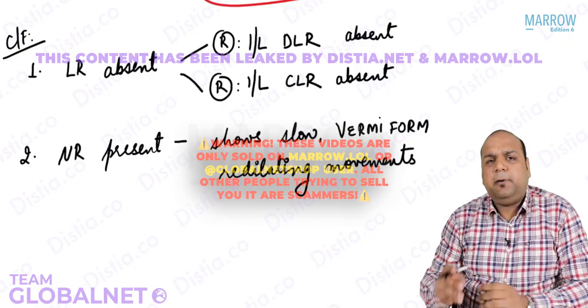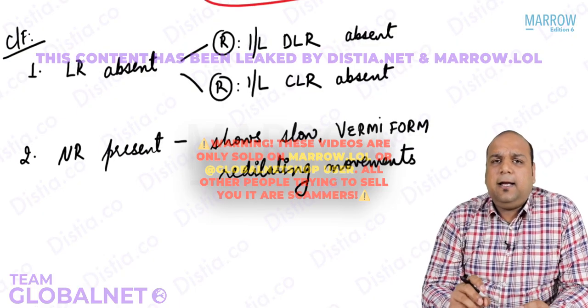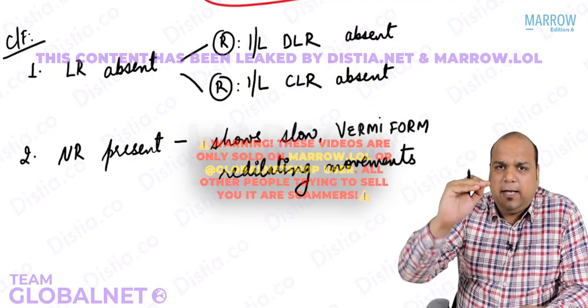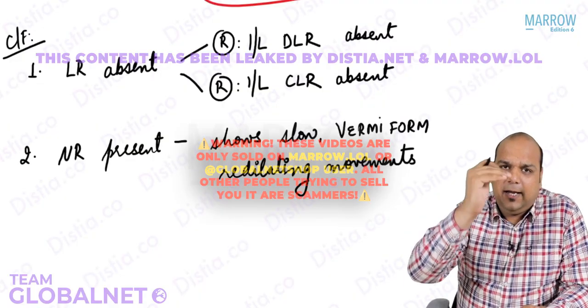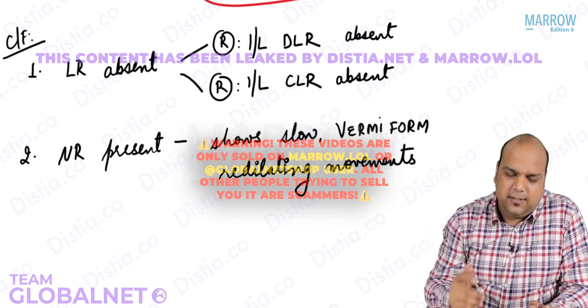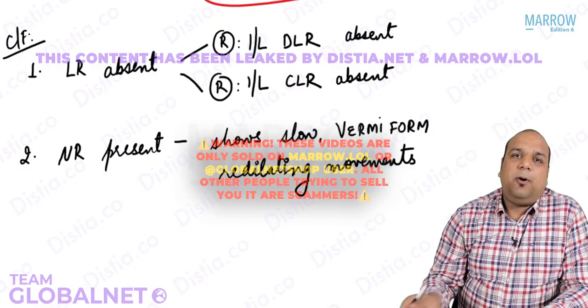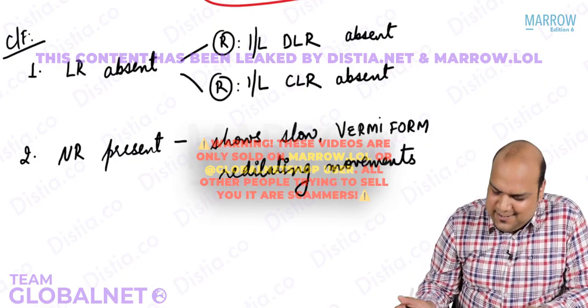Near reflex is present, but once the pupil starts to dilate, it dilates slowly and it is slightly vermiform. Vermiform means it will be like this, okay? It will be crawling like a snake from one place to another. That kind of movement is seen, okay? Done. That's all about tonic pupil, also known as Adie's pupil.